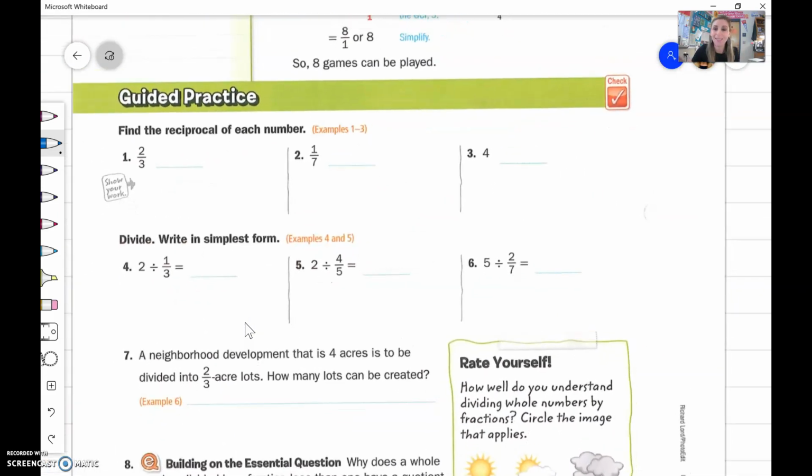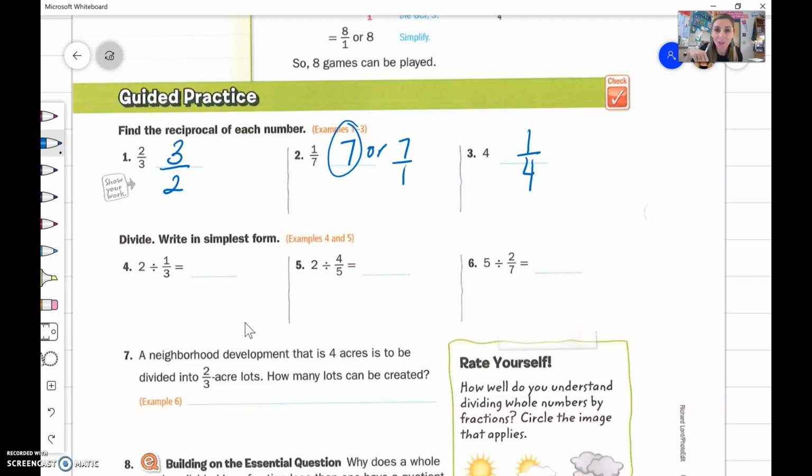So easy peasy, 1 through 3, find the reciprocal. 2/3, we're going to flip it, and we're going to get 3/2. 1 over 7 gives us 7, or could you write 7 over 1? You sure could. But real mathematicians just leave it as 7. Okay, but you would not be marked wrong if you put 7 over 1 because that's the exact same. Okay, 4 over 1, find the reciprocal. It is 1 over 4.